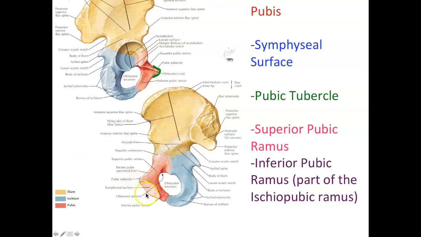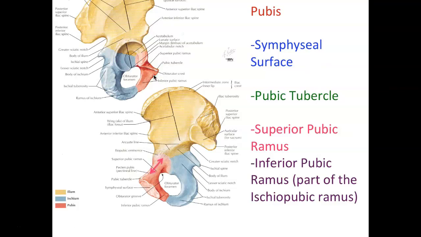So if you look at the symphysis surface and look right above it, there's a sharp bump here, and that is called your pubic tubercle. You can see that on the lateral view as well.